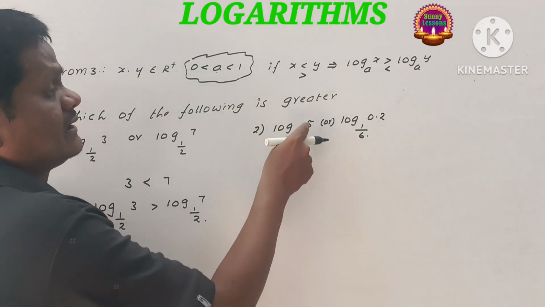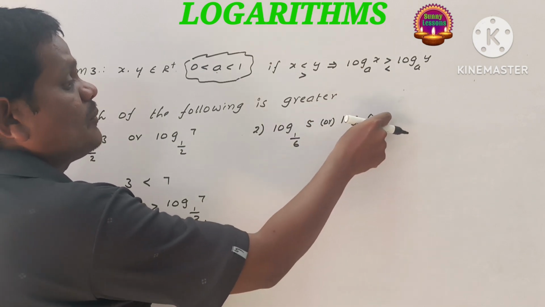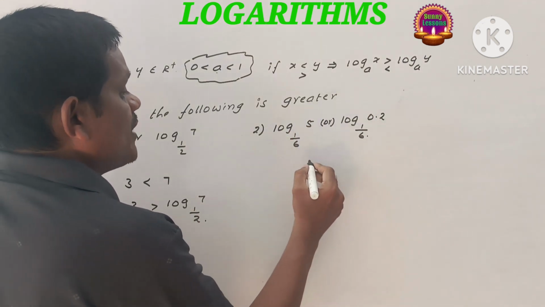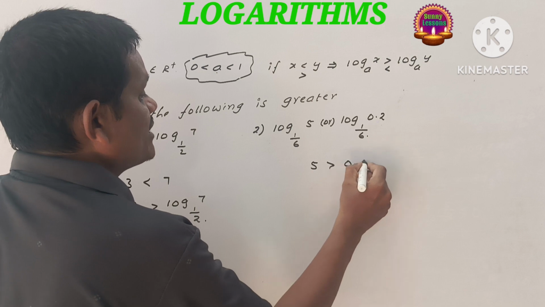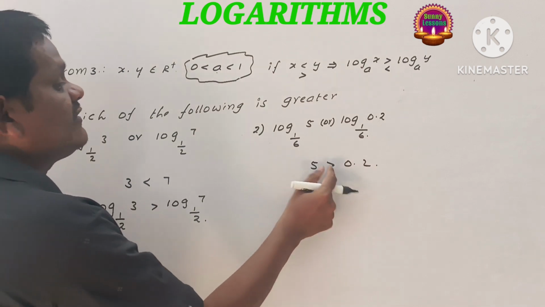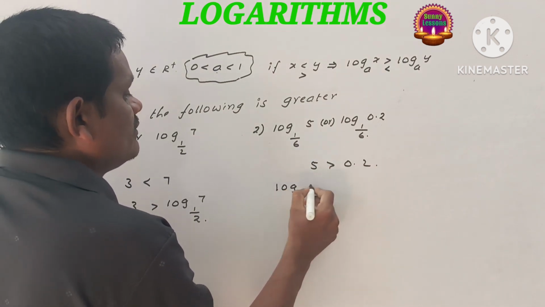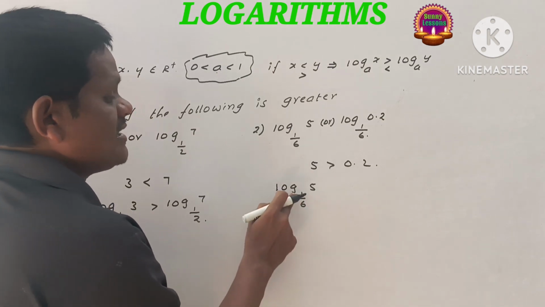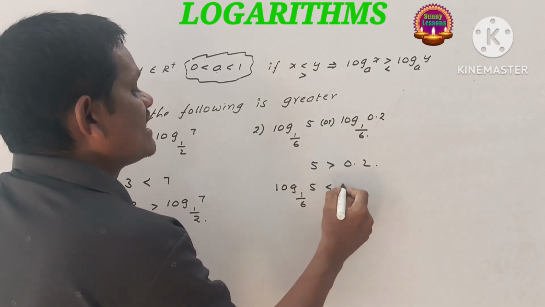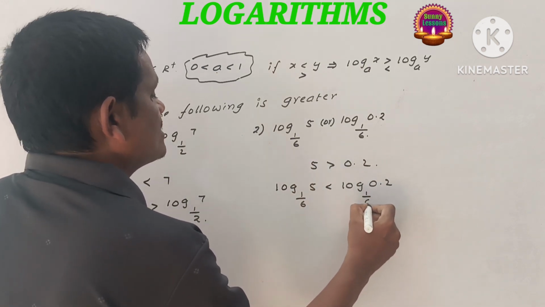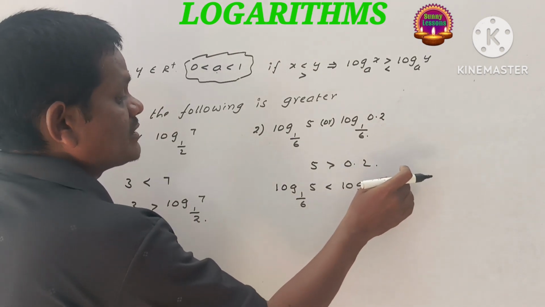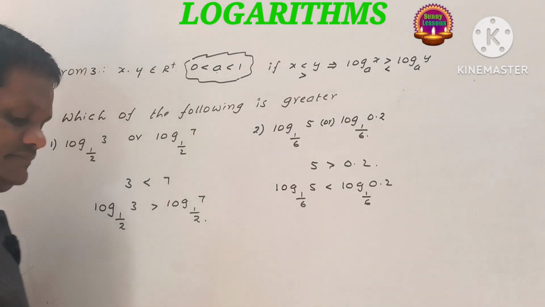Like that, here log 5 base 1 by 6, log 0.2 base 1 by 6. Here also we have to compare 5 and 0.2. 5 is greater than 0.2. But here the base lies between 0 and 1, so in this case the inequality will change. 1 by 6 lies between 0 and 1, so the greater than will change to less than. So log 5 base 1 by 6 is less than log 0.2 base 1 by 6.